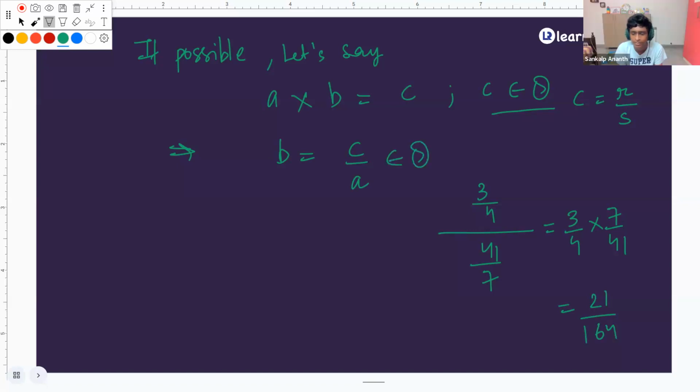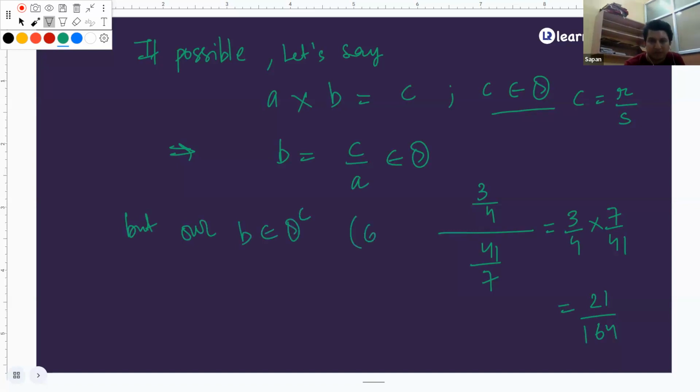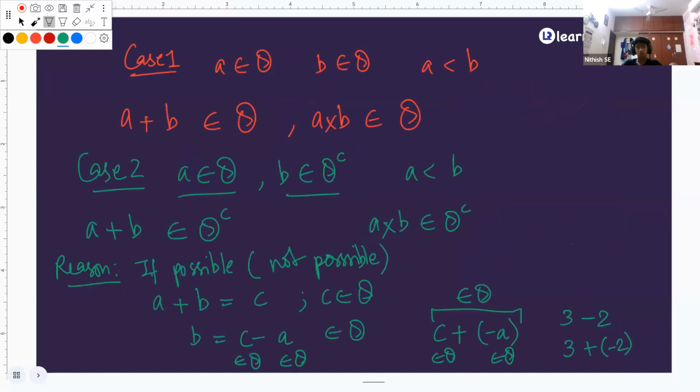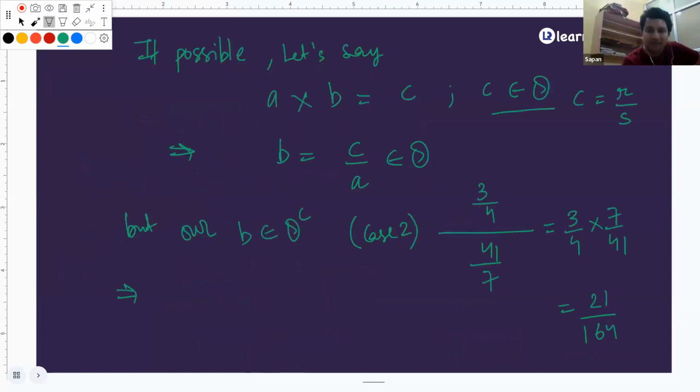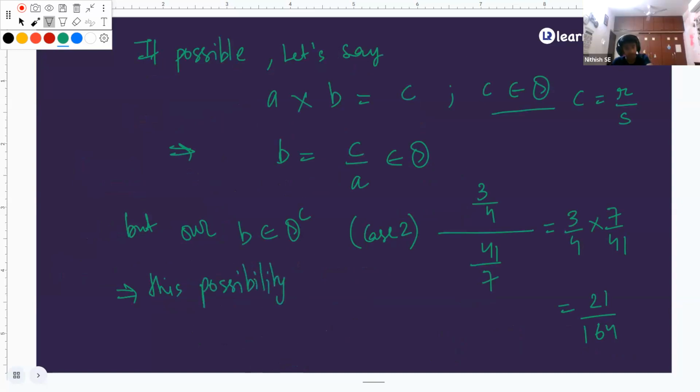Rational number. But our case B was an irrational number, in case 2, the multiplication. B cannot be both. B was an irrational number, but logical calculations turned out that if you consider the case that A into B is rational, B has to be rational. So both things cannot happen. Therefore, this possibility does not arise. So it can only be an irrational number.